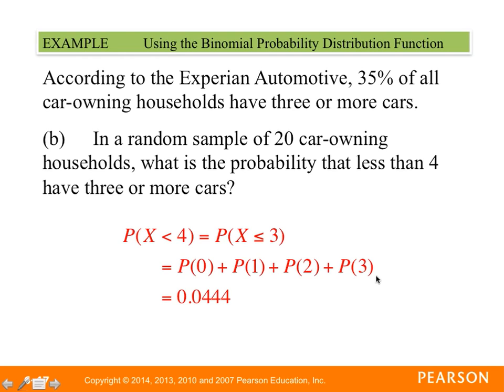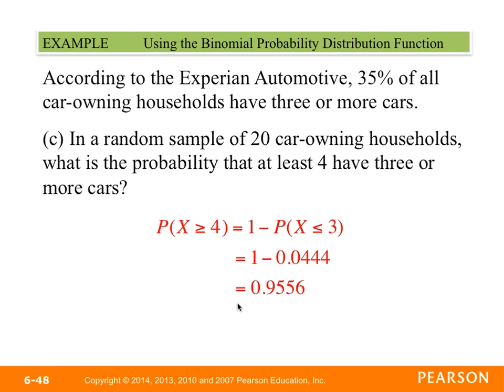So in this case, if you were doing it by hand, you'd have to do 4 separate calculations and then add them all together, which is fine. But if you use your binomial table in the back of your textbook, what you want to do is go to the cumulative table. The cumulative table gives you values that have already included this less than or equal to. So if you find n equals 20, x equals 3, then that means it's already added 0, 1, 2, and 3 together for you. And you should be able to find this value of 0.0444 on your actual table.